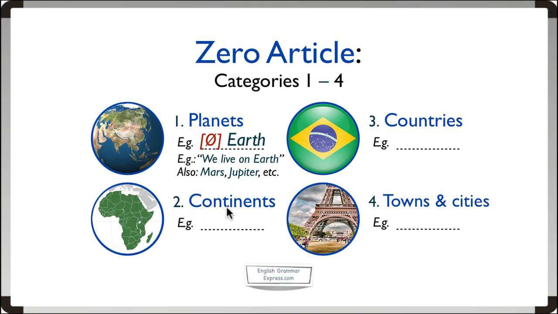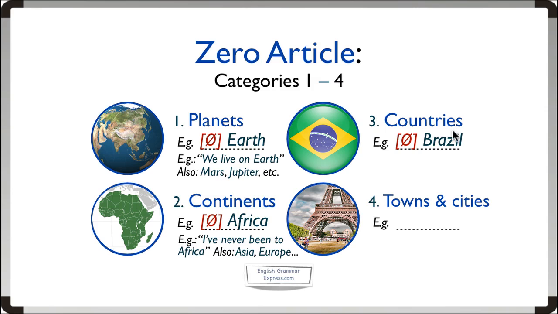Number 2, continents, and this is Africa, no article. We might say, I've never been to Africa. Other examples are Asia, Europe. Number 3, countries, the example here is Brazil. Other examples are Italy, India, and so on, all with no article. And finally, number 4, towns and cities, this is Paris. We could also say New York, Tokyo, and so on. So those are categories 1 to 4, planets, continents, countries, and towns and cities.